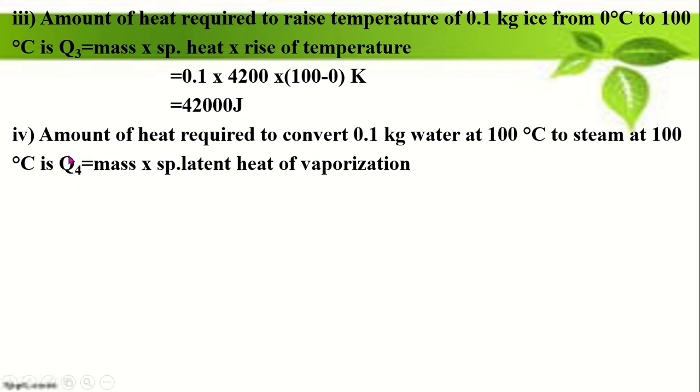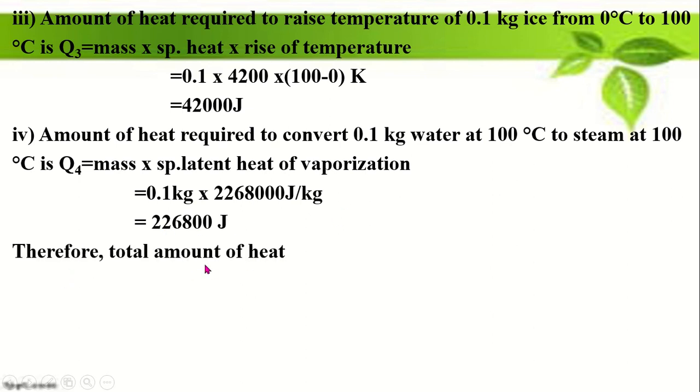So here Q4 equal to mass into specific latent heat of vaporization. Mass equal to 0.1 kg. Then the specific latent heat of vaporization is also given in the question. That is 22,68,000 joule per kg. That becomes 2,26,800 joule.